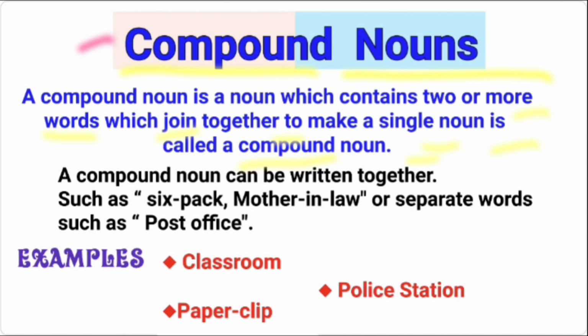And here is a note for you. A compound noun can be written together such as six pack, mother-in-law, or as separate words such as post office. Post office has two words, but when they are together, they make a single noun, and it is called a compound noun. Other examples are also here: classroom, police station, paper clip.